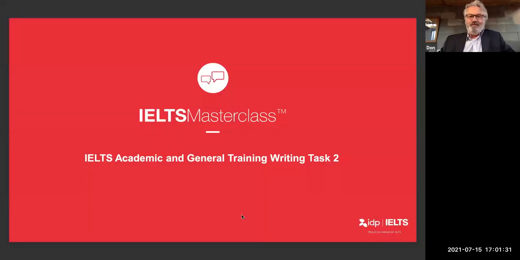As KD said, we're going to be looking at task 2 today. And we're going to look at the academic task 2 and the general training writing task 2. We're looking at them together because they are much the same. They are assessed in the same way, academic and general training, and the task is very much the same. The academic task is a little bit more academic. It's a more academic topic, and the general training topic is maybe a little bit more of general interest, but the assessment of each is exactly the same.